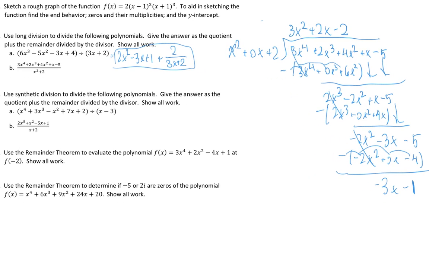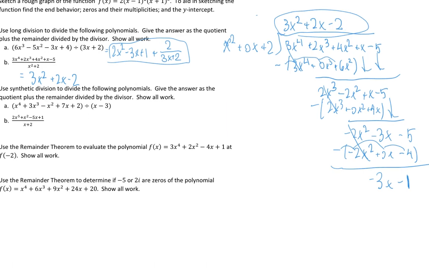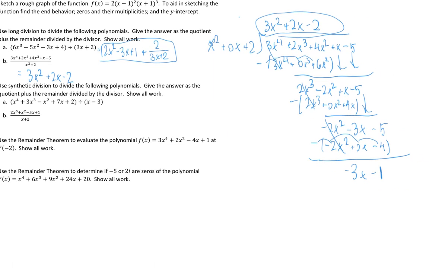So our answer in this case is going to be the top part of our fraction, so it's going to be 3x squared plus 2x minus 2. And then we're going to add our remainder divided by divisor, so plus minus 3x minus 1 over, we divided by x squared plus 2. And that is our final answer for that part.